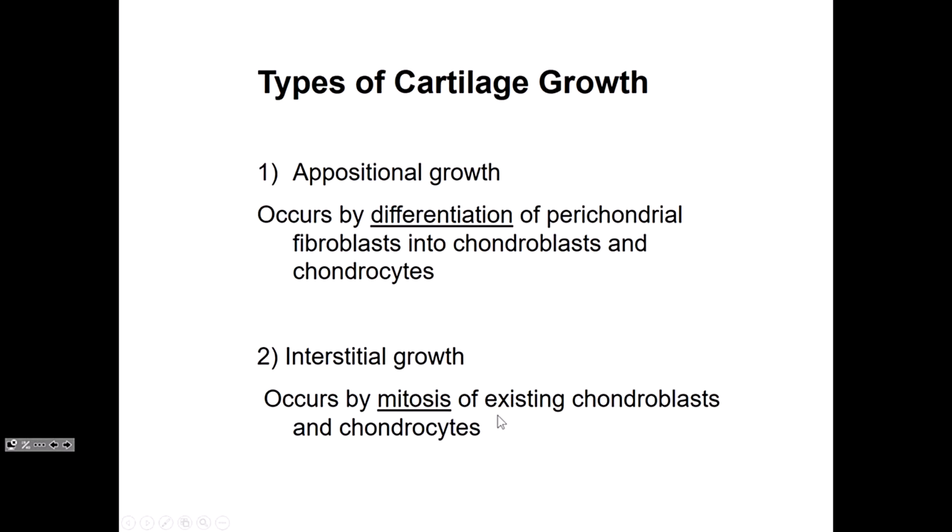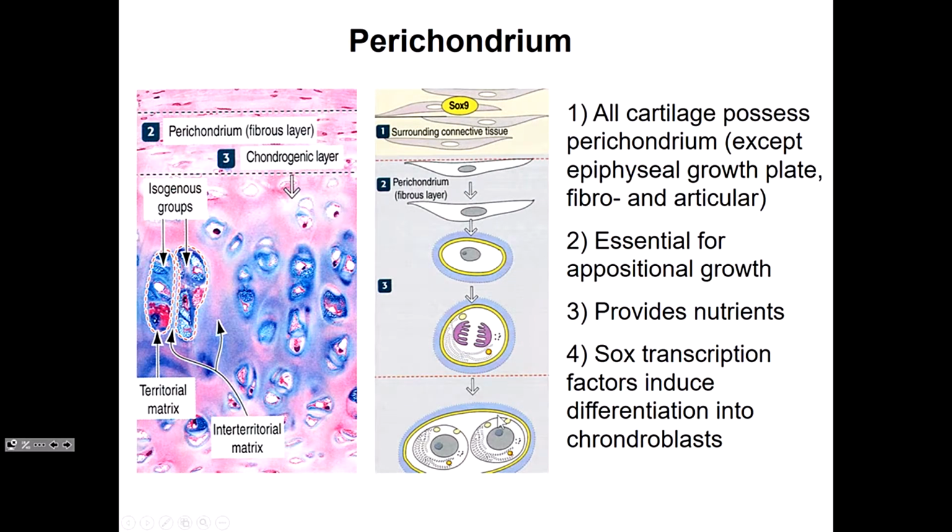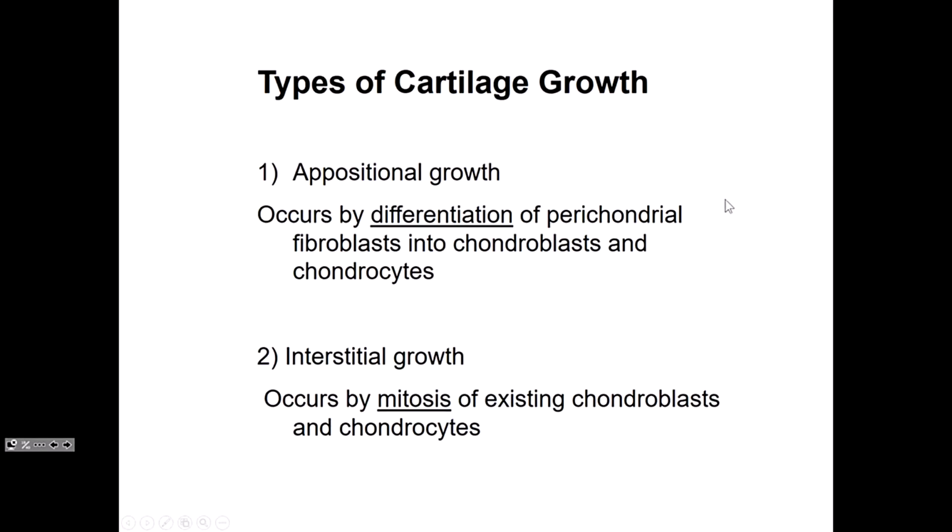The articular cartilage, fibrocartilage, and let me see, what was the other one? The epiphyseal growth plate. Okay, so these three locations, the epiphyseal growth plate, fibrocartilage, articular cartilage, cartilage occurs by interstitial mitosis. Everywhere else, you have differentiation of the perichondrial fibroblasts into chondroblasts and chondrocytes. So do you understand that concept?